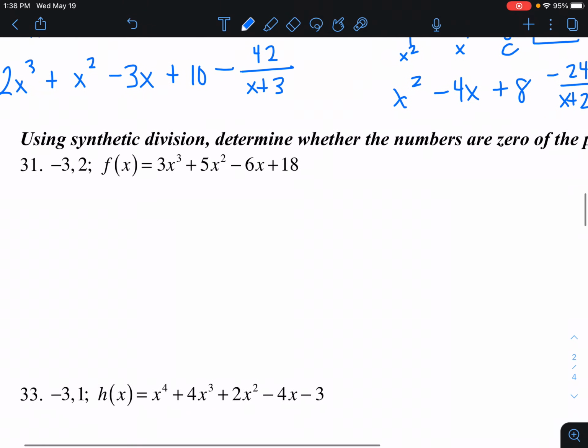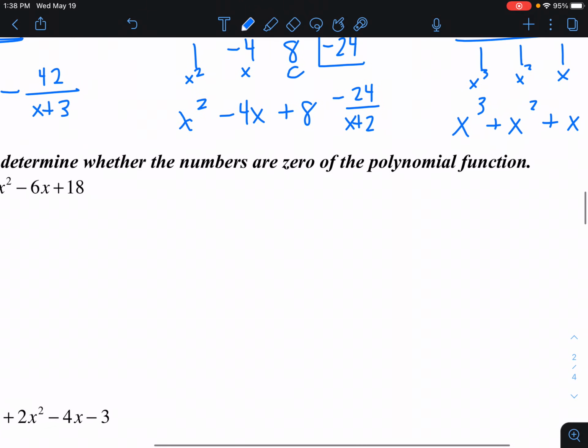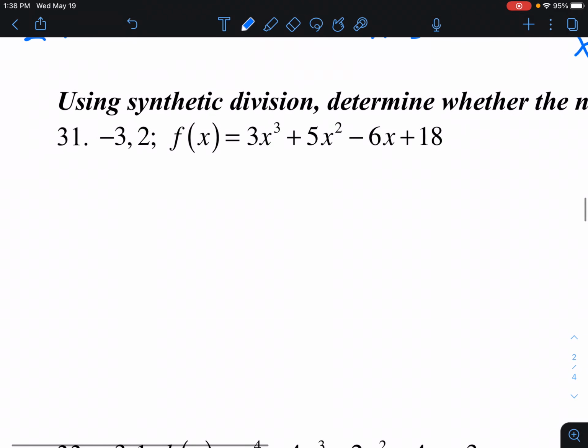Okay, using synthetic division, determine whether the numbers are zeros of the polynomial function. So we have two parts here in number 31. We have two problems. We're testing if each of these are zeros using synthetic division. So -3, we're looking for a yes or no answer, and then 2, we're looking for a yes or no answer. Now these guys, the -3 and the 2, are not given to us as binomials with an x in it. So don't do the opposite thing here. So we are actually going to test out -3. If it said x minus 3, then we would do the opposite thing.